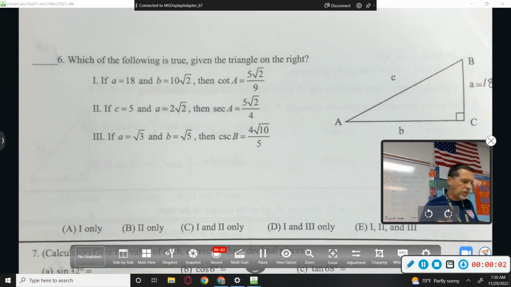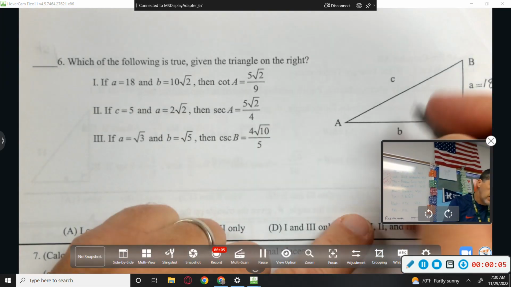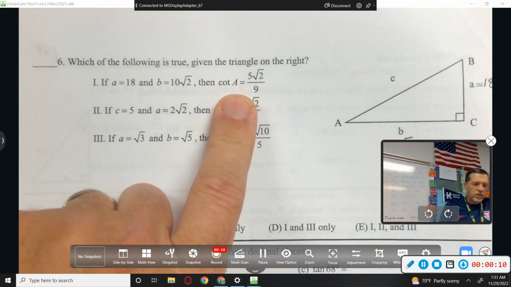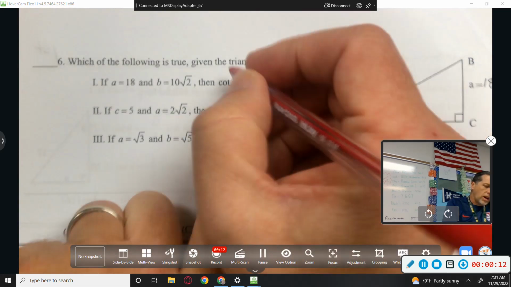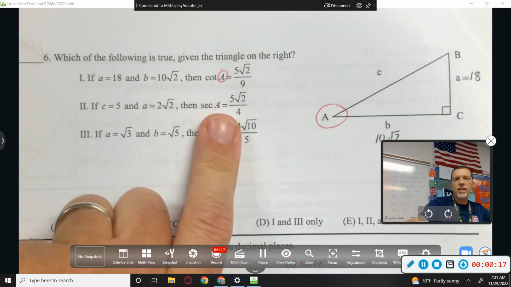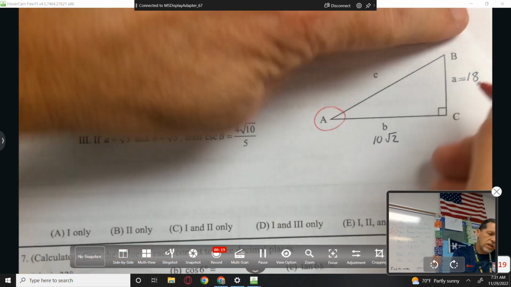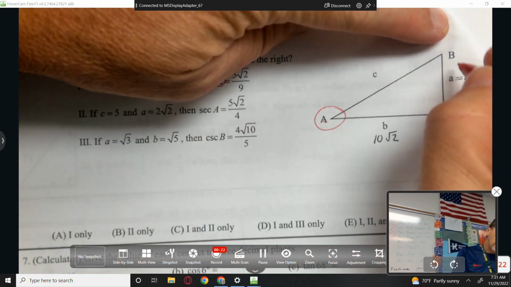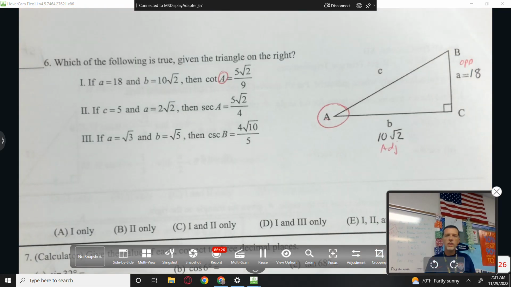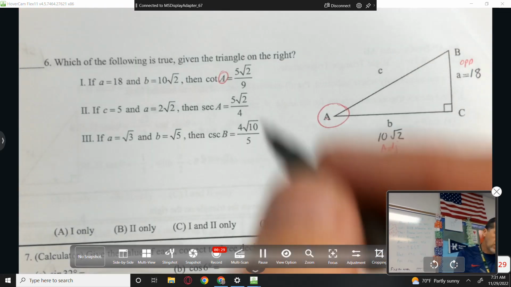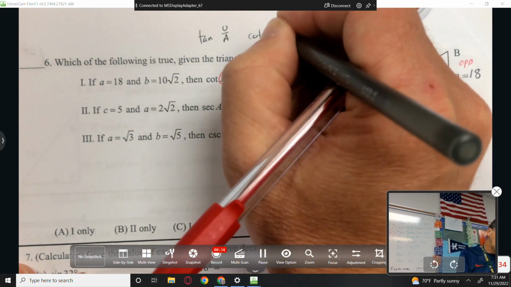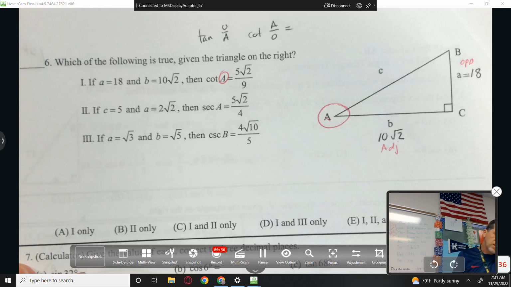So number 6 on worksheet 1: if A is 18 and B is 10 square root of 2, then cotangent of A. Okay, so if we're looking at A, that sets who's opposite and adjacent. If we're looking at angle A, then this side is opposite and this side is adjacent. So cotangent, let's see, tangent is opposite over adjacent, so that means cotangent is adjacent over opposite.